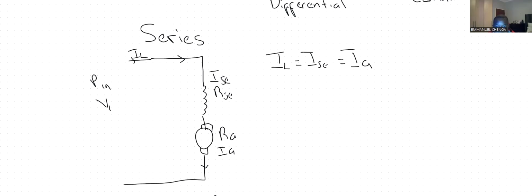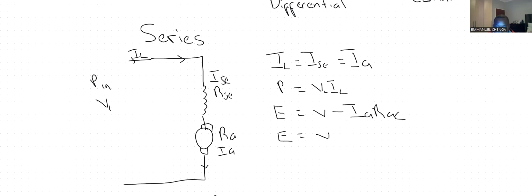Your formula to calculate the power is still the same, V times IL. You can also have the formula to calculate the EMF, which is going to be V minus IA RA. Your RA includes the combination of R series and RA, so you can have a formula that says E is equal to V minus IA, open bracket, RA plus R series. On the other question, if you are given the brush resistance or the brush voltage, you're supposed to also include the values of the brushes. So these formulas have to do with the series.